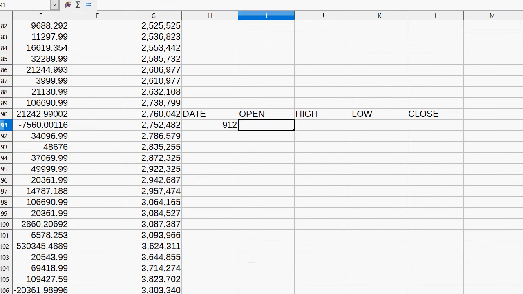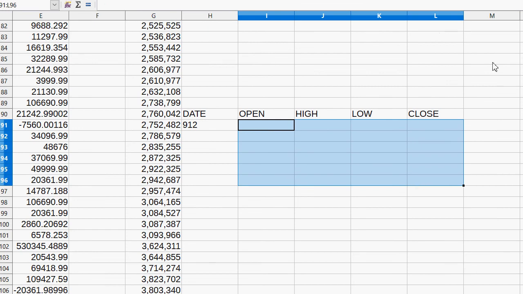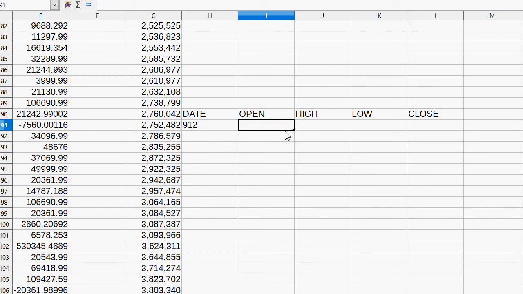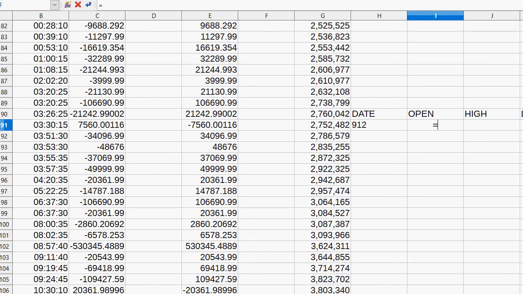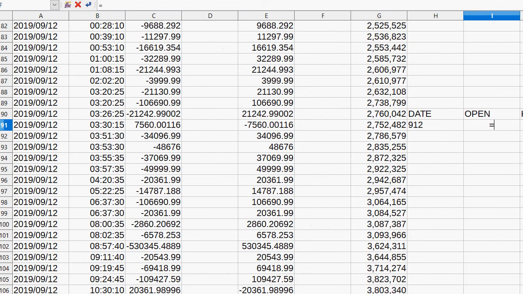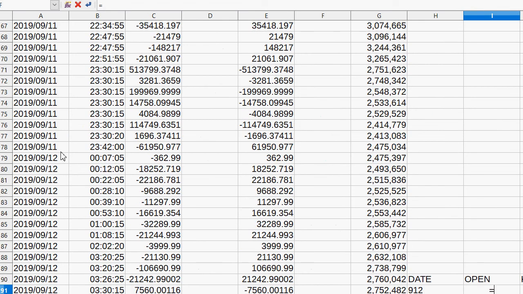Now, I'll get the centering on it done. I have this on partial screen, so I have to do it a different way. So for the open, it would be the previous close, I will say. That's the easiest way of doing it. And we're looking at what was the final close on September the 11th? Okay, it was this.